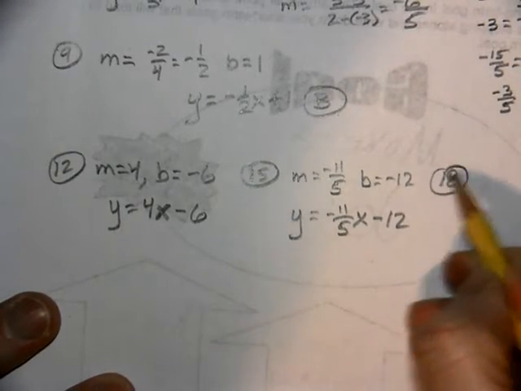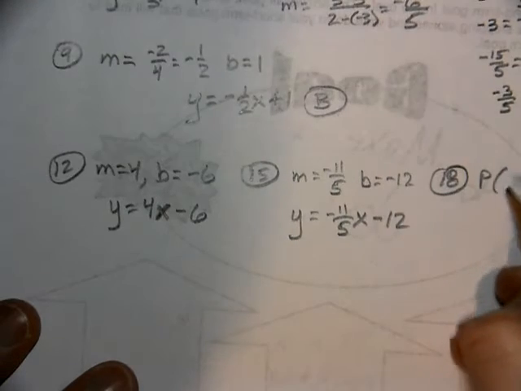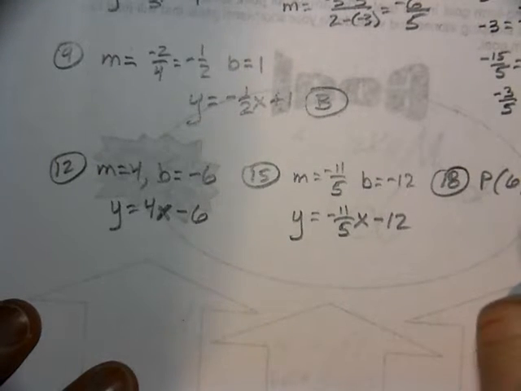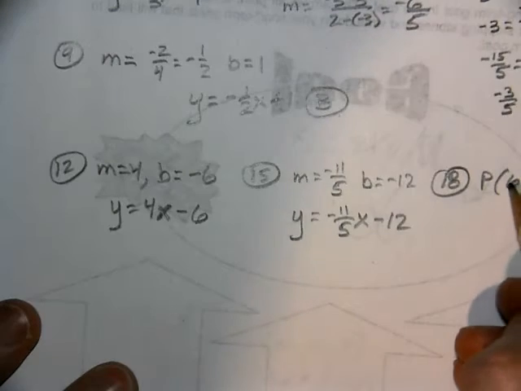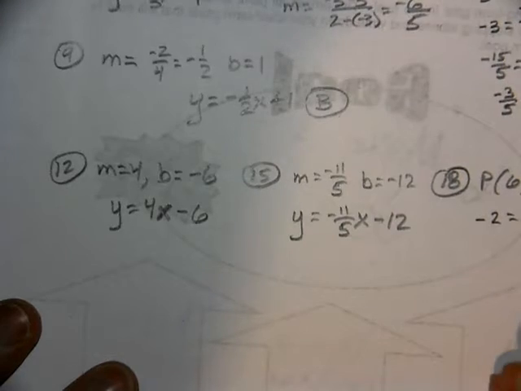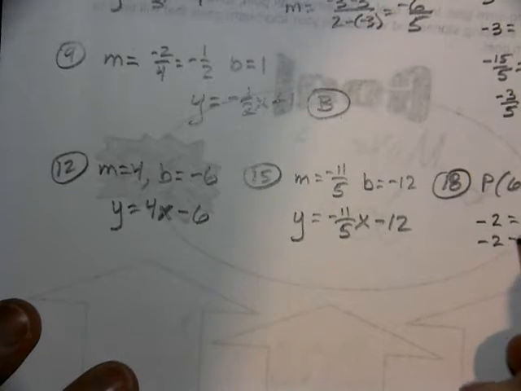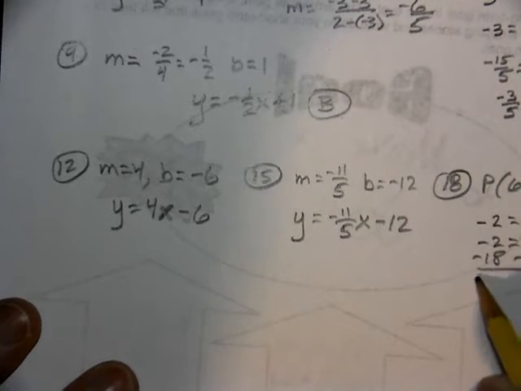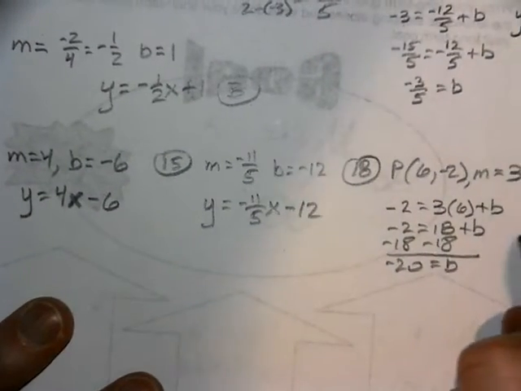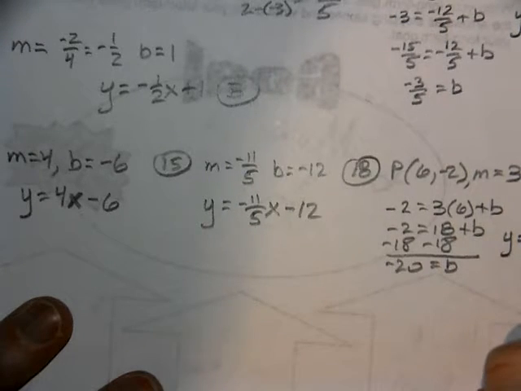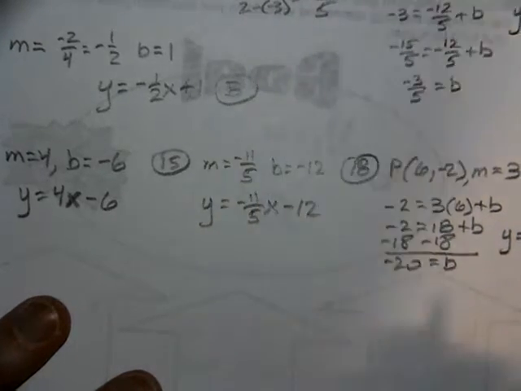So for number 18, we have a point of 6, negative 2 and a slope of 3. So this is our x and our y. So y equals mx plus b. So when you subtract the 18 over, we get a b value of negative 20. So our final equation is going to be y equals 3x, our slope times x, plus our b, which is a negative 20.